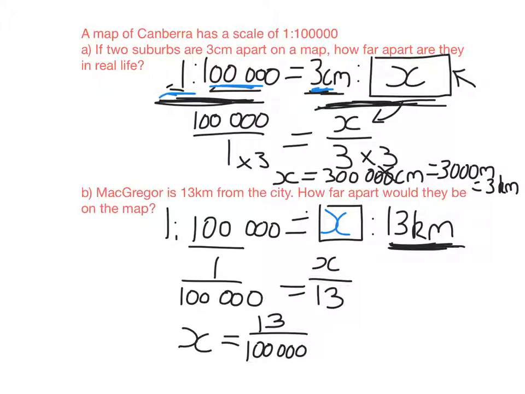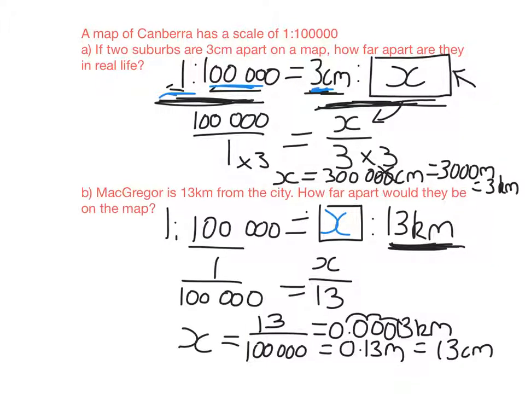Okay? Now you can use your calculator for this. And of course, the answer that you get is 0.00013, but that's in kilometres. So again, I'm going to change it to a measurement so it's easier to understand. So I can times by 1,000, so move the decimal place 3 spots, and it's now in metres, and 0.13 metres I can times by 100, it's in centimetres.